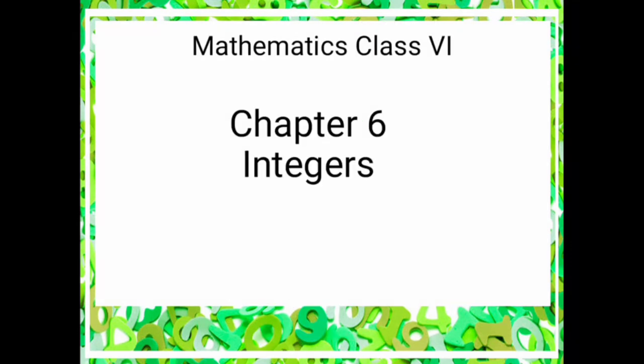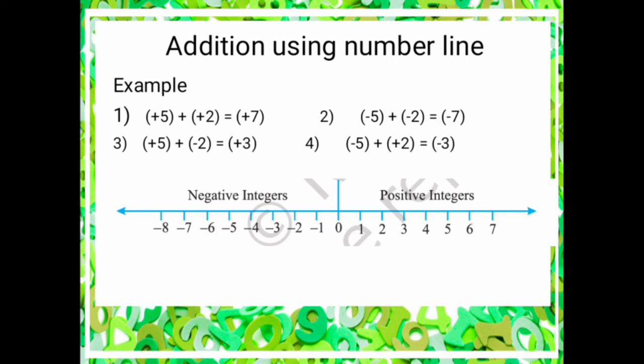Okay, next topic is addition using number line. The first question is plus 5 plus 2 equal to plus 7. In this, we have to represent the first number plus 5 on this number line. That is, this is the point on the number line. Then we are adding 2. That means if you are adding positive 2, always move forward. If we are adding negative 2, we are moving backward. So here it is positive 2, so plus 1 plus 2. So this is the answer, plus 7.